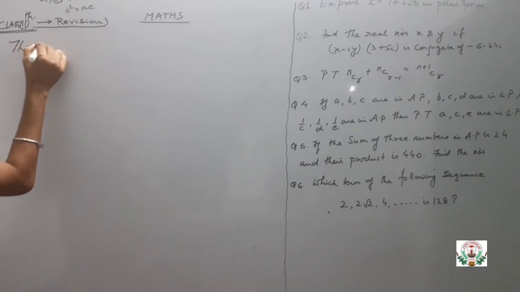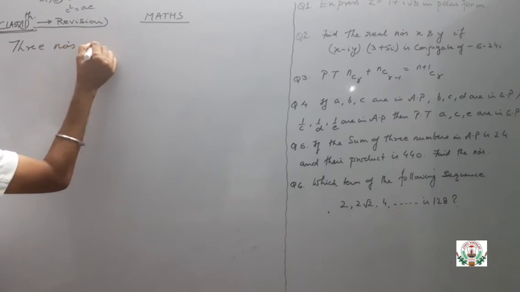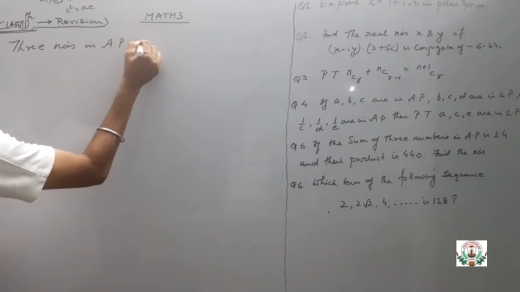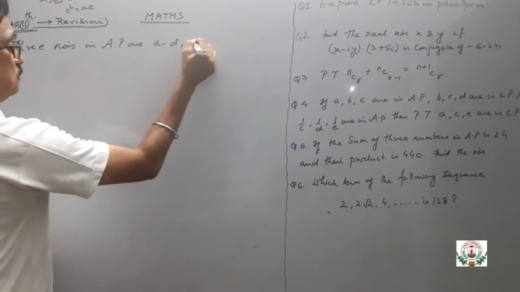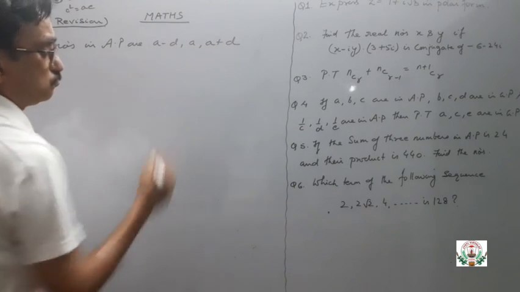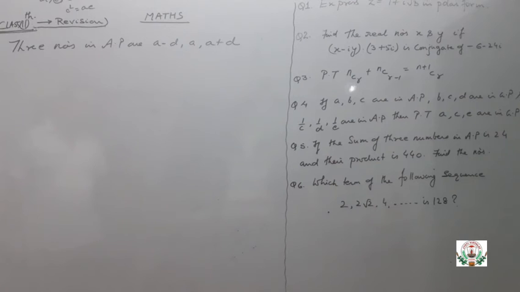Three numbers in AP are a minus d, a, a plus d. You have studied this in class 10 also. And their product is 440.